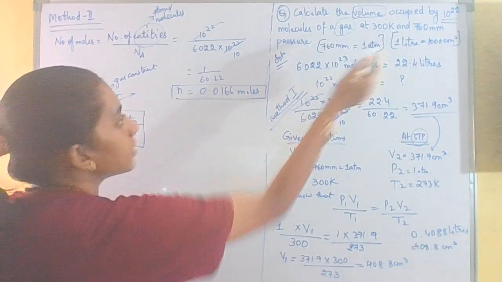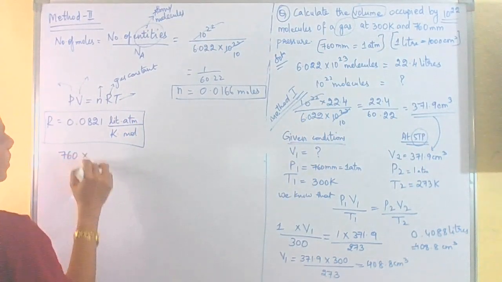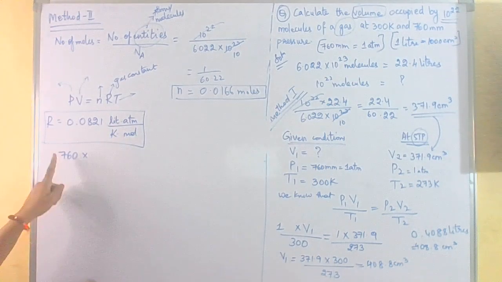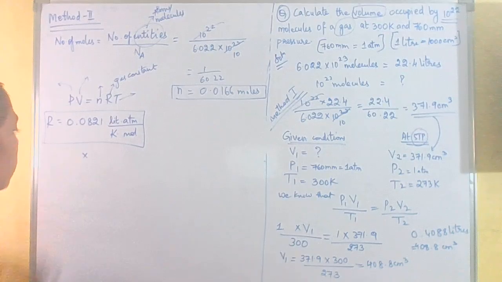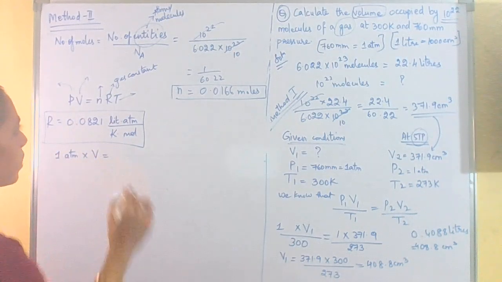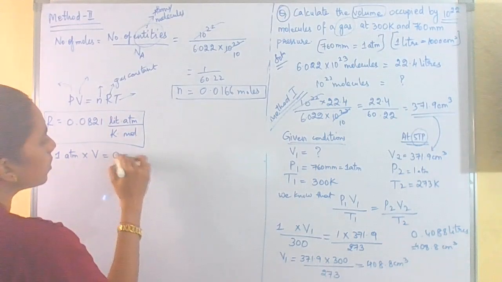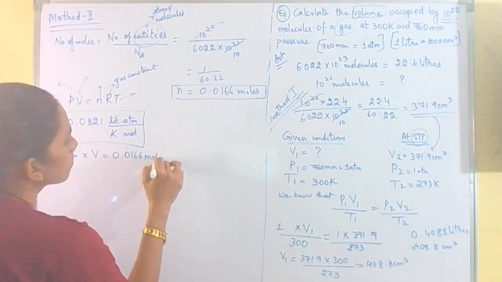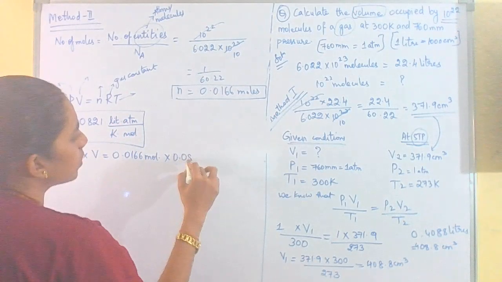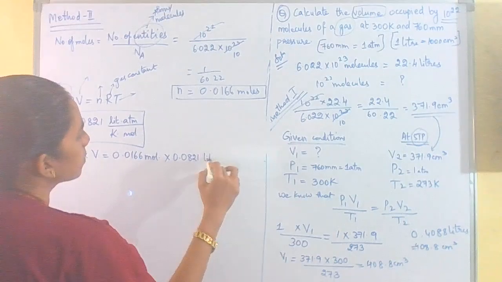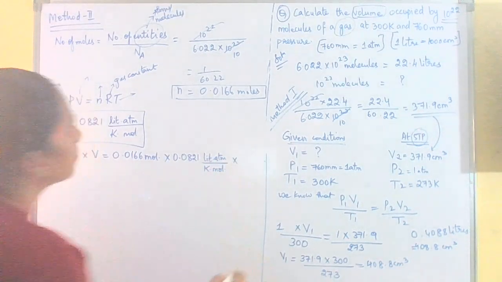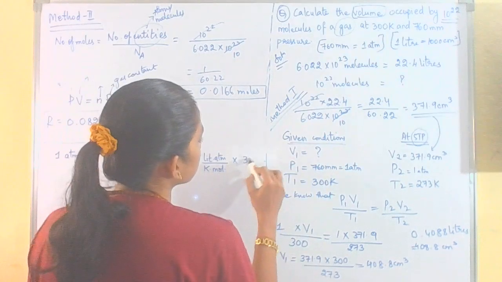P is 760 mm. See here we have taken it as atmospheric pressure. So even this pressure, you have to write it as 1 atmosphere into V, we are going to find that out. Next, n is number of moles, 0.0166 moles into R is universal gas constant, 0.0821 liter atmosphere by Kelvin mole into temperature is 300 Kelvin.